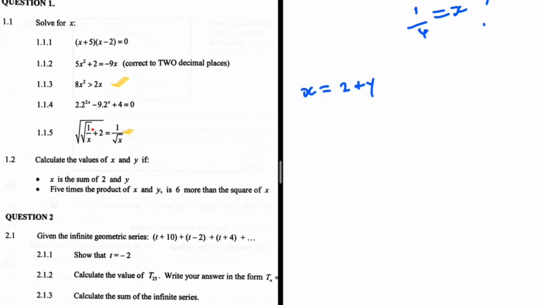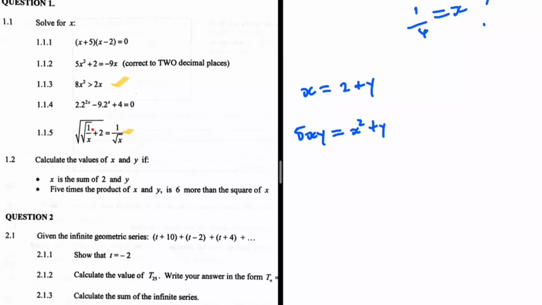5 times the product of x and y is 6 more than the square of x. Okay, so let's take a look. You might be tempted to use a greater than sign instead of an equal to sign, but we're actually supposed to use an equal sign. So this is saying that 5 times the product of x and y is 6 more than the square of x. So 5xy equals x squared plus 6. Right, that's what the second bullet point is saying.